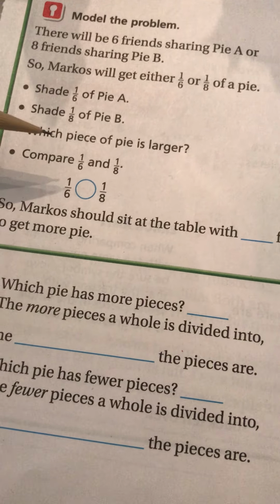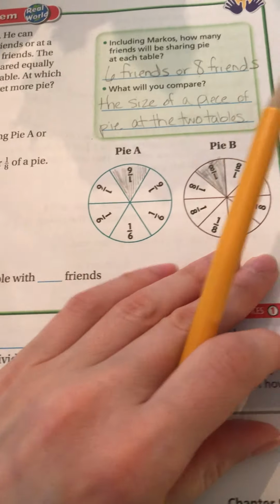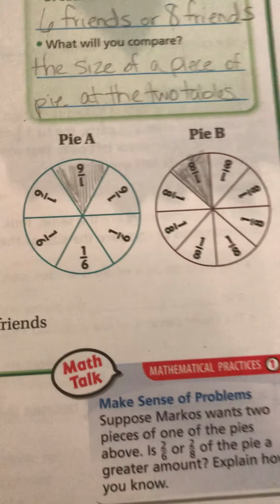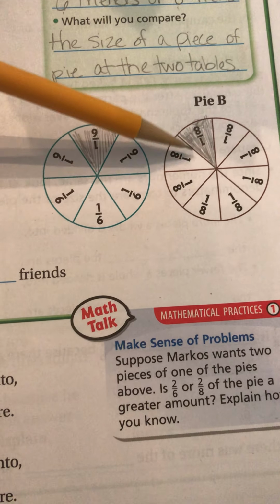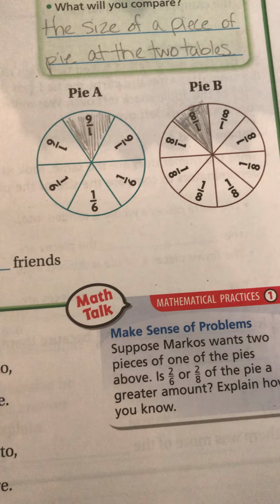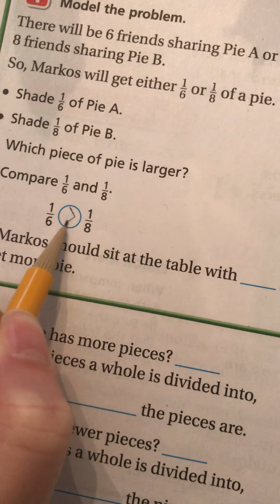All right, which piece of pie is larger? So we're not looking at which pie is larger. Same size pie for both. We're looking at the piece. It's pretty close, but is this piece bigger or this piece bigger? I agree, this one. So we're going to compare 1/6 is greater than 1/8.